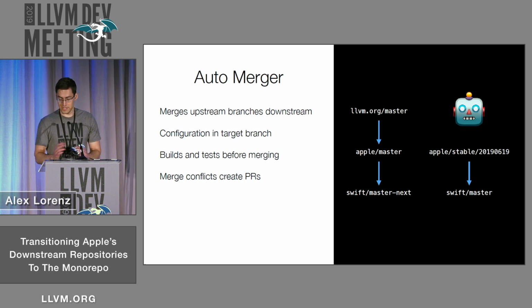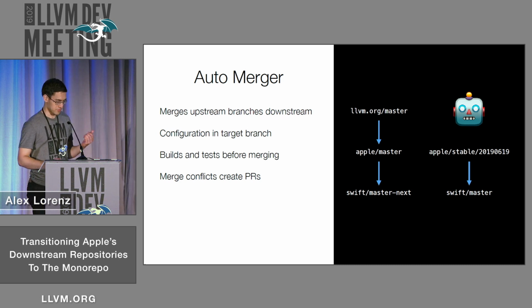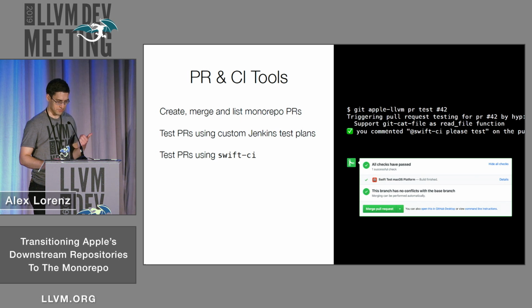Another nice thing is that a lot of the state is in the repository itself. For example, for the open source Swift project, open source contributors are able to see the state of the automerger and see the merge hierarchy as well. And we have a couple of other tools in this tool set. For example, we have tools to create, list and test pull requests using custom Jenkins jobs or Swift CI.